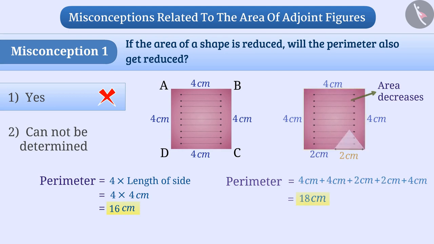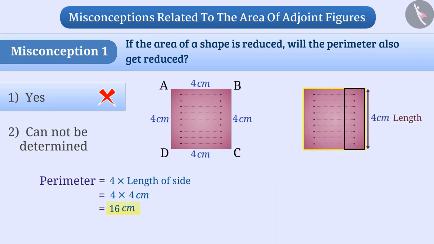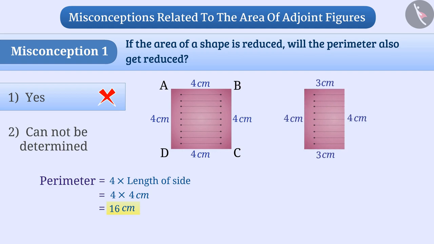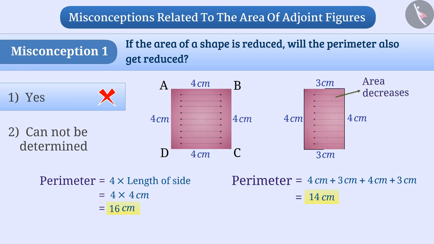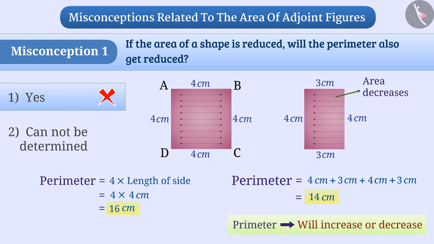Now, suppose we remove a rectangle of length 4 cm and width 1 cm from the square of side 4 cm. Then, the area will get reduced in this case also, but now, the perimeter of this shape will be 14 cm. Now, in this case, the perimeter is reduced by reducing the area. Considering all these situations, if the area of any shape is reduced, then we cannot tell whether the perimeter will increase or decrease. Hence, option 2 is the correct answer.